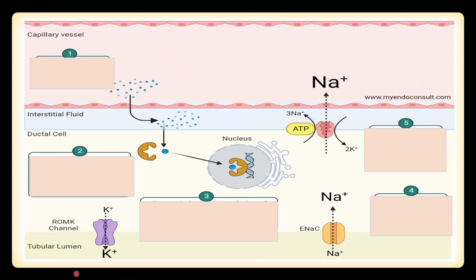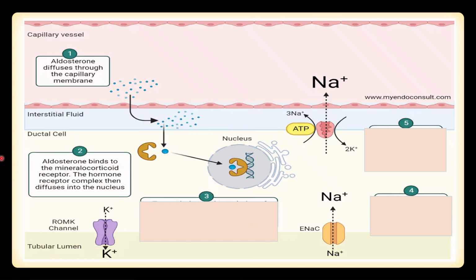In this slide, we are going to see how aldosterone helps in the reabsorption of sodium. First the aldosterone diffuses through the capillary membrane and reaches the interstitial fluid, and then it enters the ductal cell. The epithelial sodium channel is mainly expressed in the distal convoluted tubule and mainly in the collecting duct, especially in the principal cells of the collecting duct.